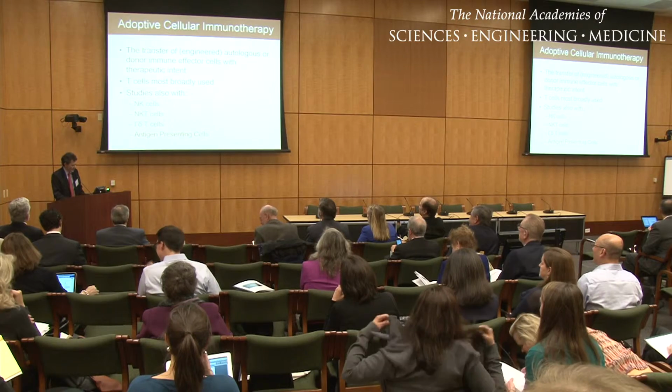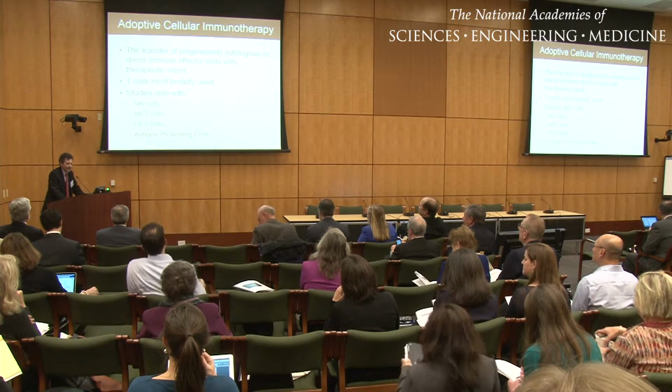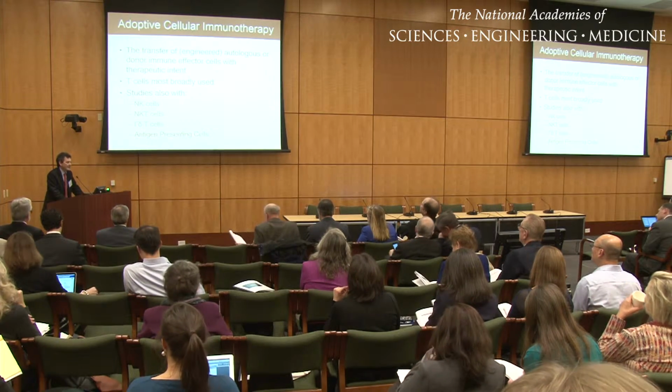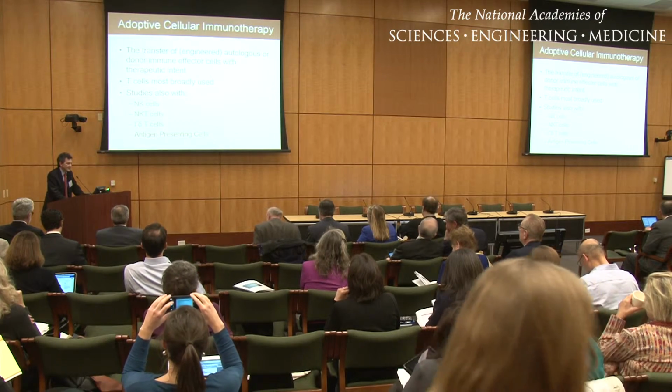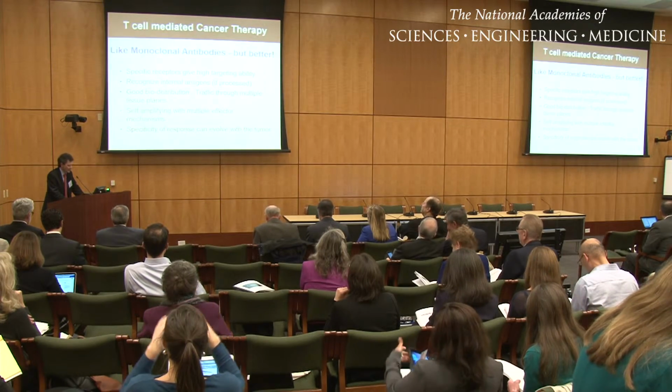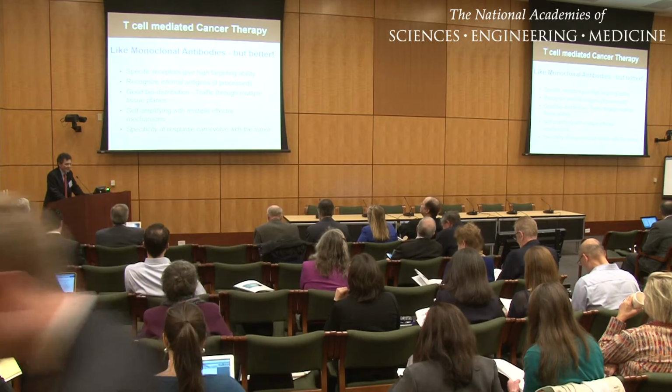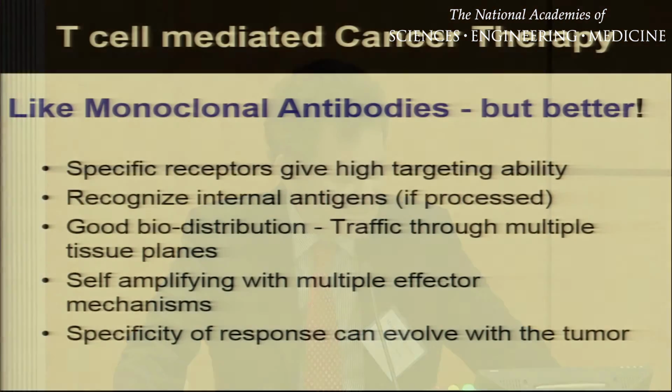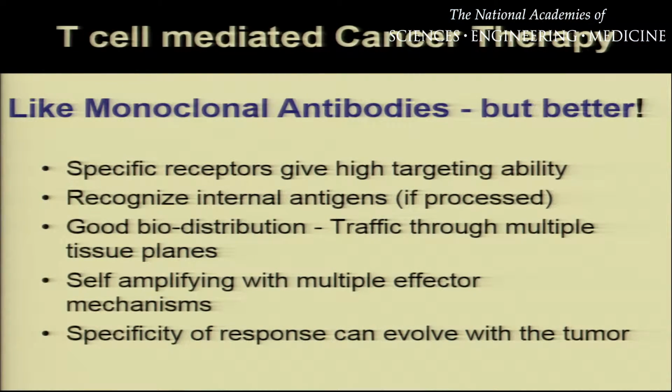as you appreciate, adoptive cellular therapy can really apply to almost any cell in the immune system. But I'm going to focus, like Steve, on T cells, partly because they're the most broadly used, but also because their characteristics make them very appealing. In particular, their ability to recognize internal antigens, unlike antibodies, their ability to traffic through multiple tissue planes, their ability to self-amplify and recruit lots of other effector mechanisms, reducing the risk of resistance, and also, as I said, their ability to evolve with the tumor.